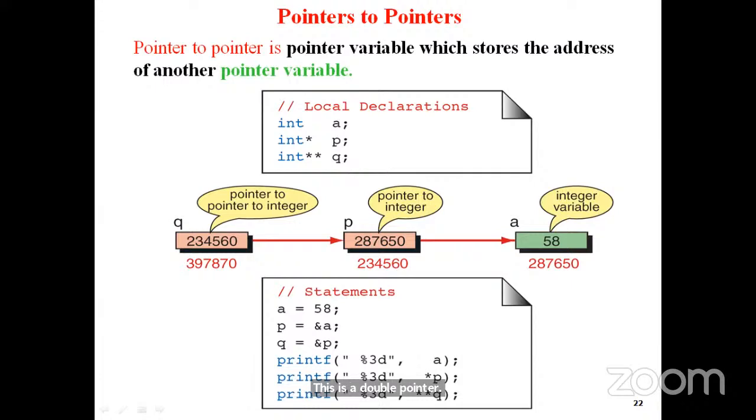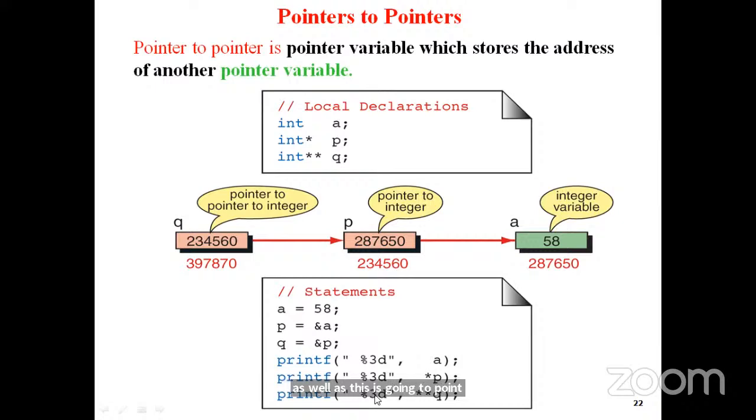So what is this output? A is 58. Star P means a single pointer, and the output here is also 58. Star star Q, the output here also becomes 58. So in all three cases, it will be 58. That means star star Q involves two pointers, pointing through to this variable.